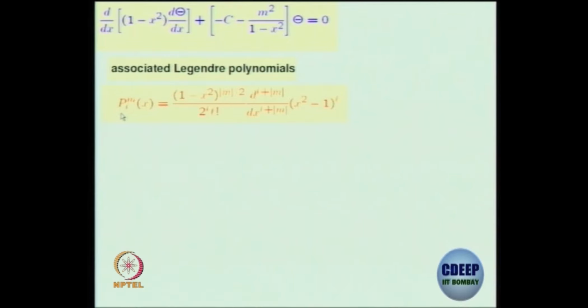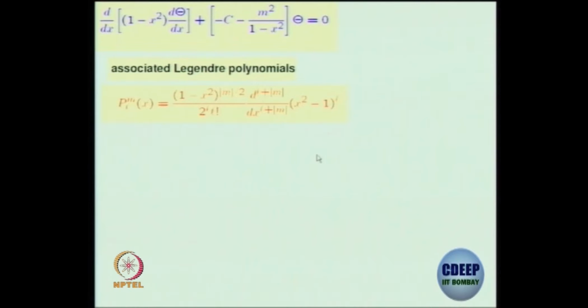For a specific L, L is the azimuthal quantum number, m is your magnetic quantum number. Because you know chemistry, you can try to give the meaning in the same way so that we remember them. Just play around and work out for L equal to 1, L equal to 2, just to get a feel of how these associated Legendre polynomials are.